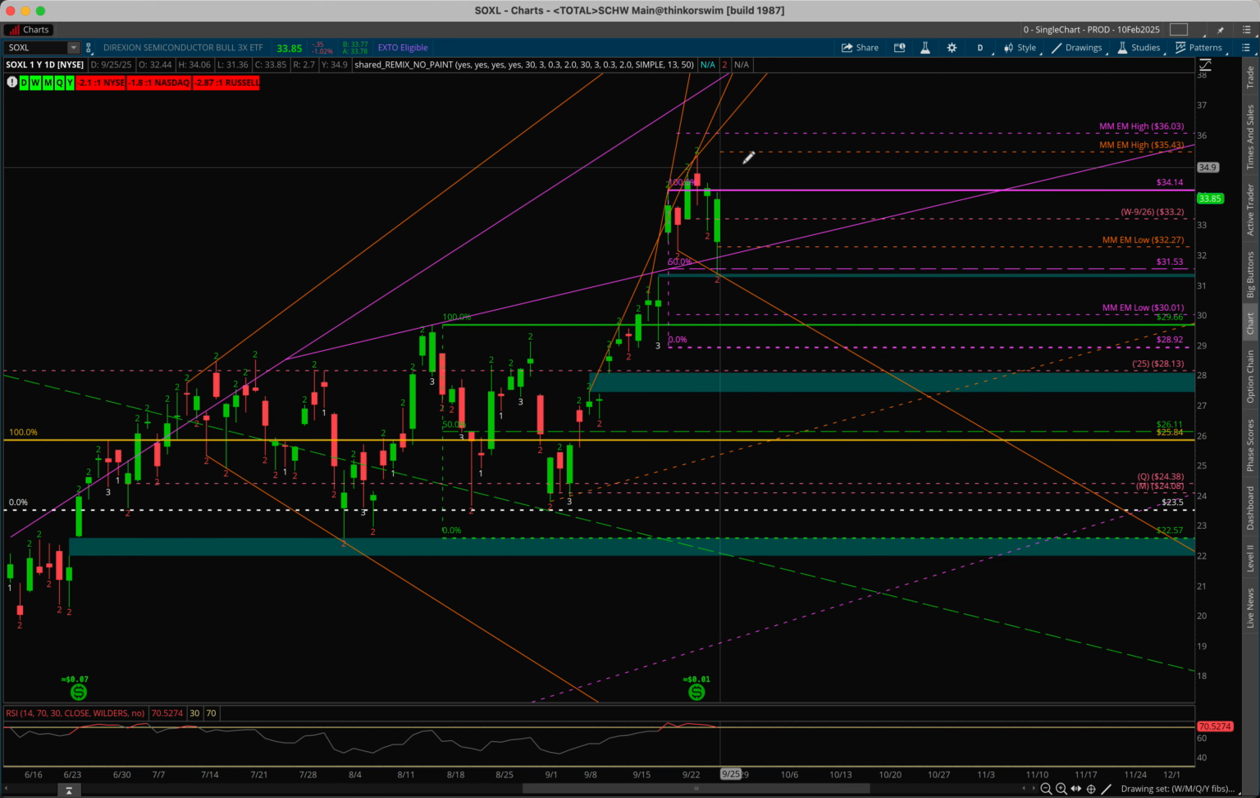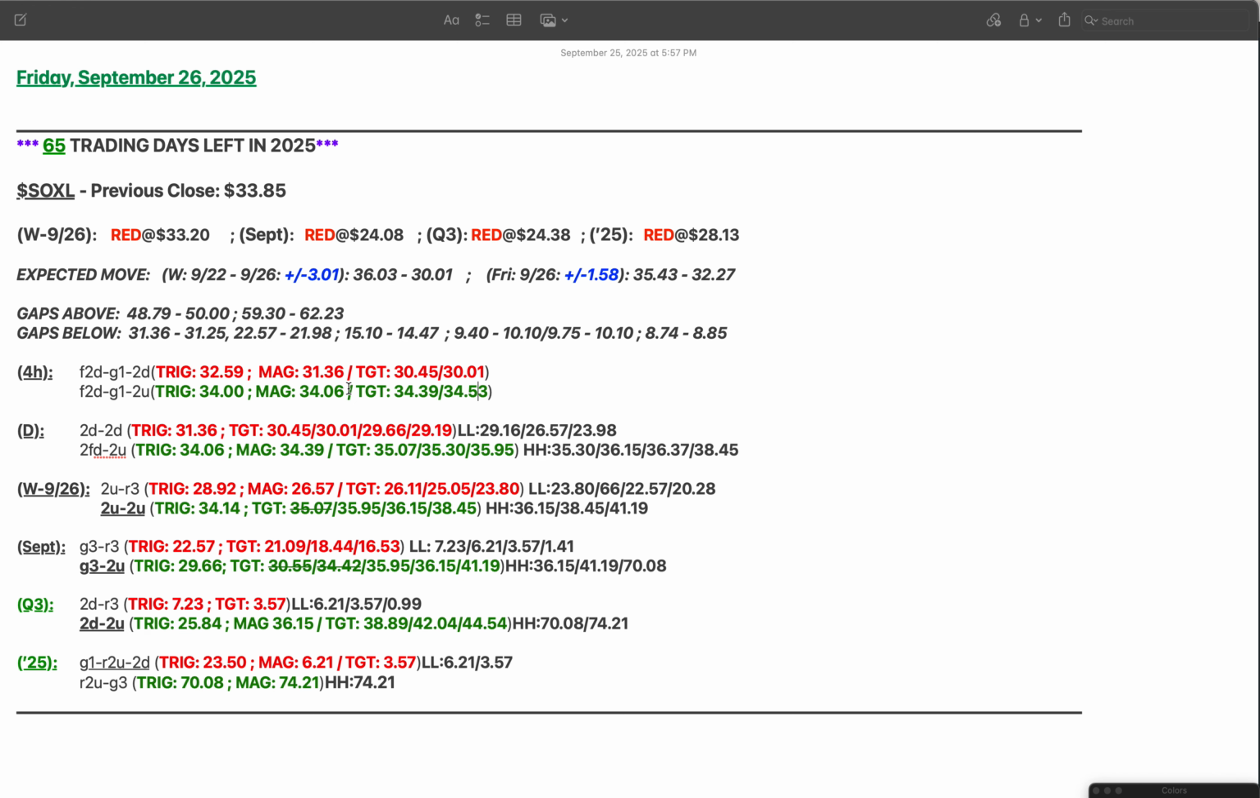We did talk about how if we do get above this 34.43, 34.53 area, we could look for that 36.03 as well, the market makers' expected move high. I just didn't want to put too many extra extended targets on the 4-hour because they really just roll into the day targets that we have. So in the day perspective, we looked at that as well. We would have a 2 down continuation, triggering at 31.36 with the targets of 30.45, 30.01, 29.66, which is that month high, last month's high, and then finally 29.19.